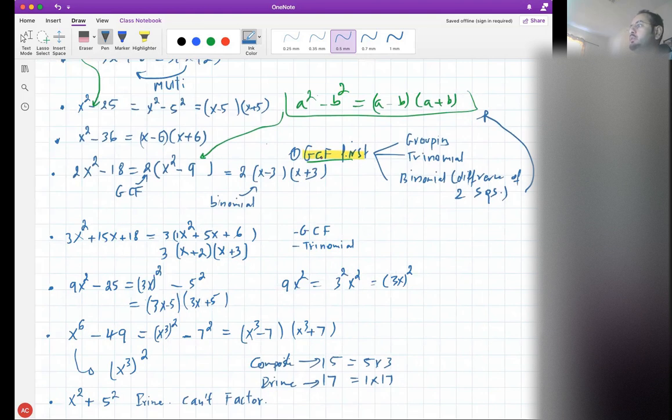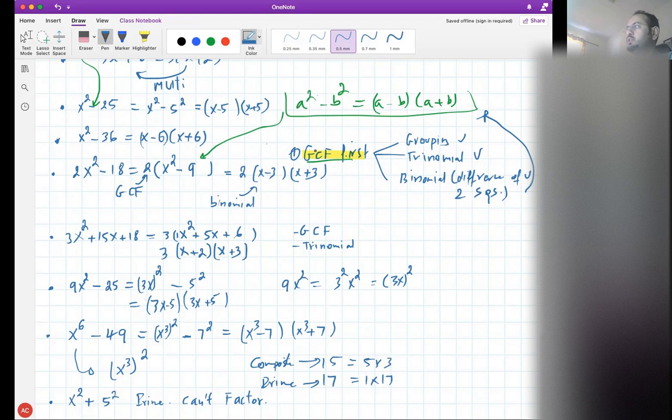So we saw this one last time, we saw grouping last time. Today we did trinomial and binomial. So these are all the 4 methods of factoring we're going to be using. Again, we're going to be using them extensively, a lot. So you have to know them in order to be able to do the next few topics. At least, like I said, maybe 3 or 4 topics will be 80% just factoring.